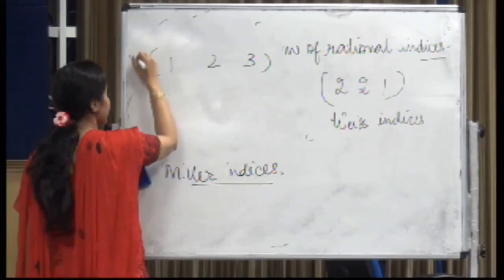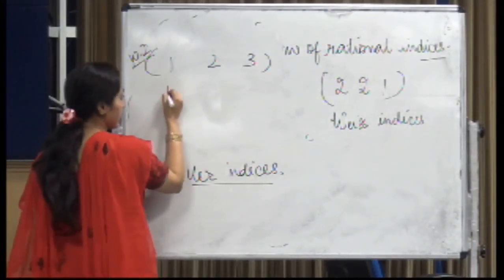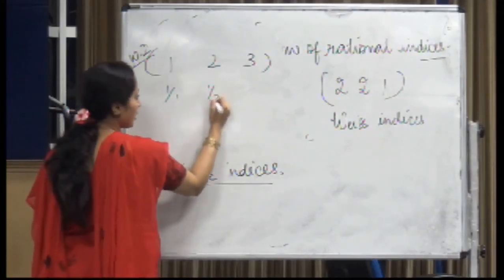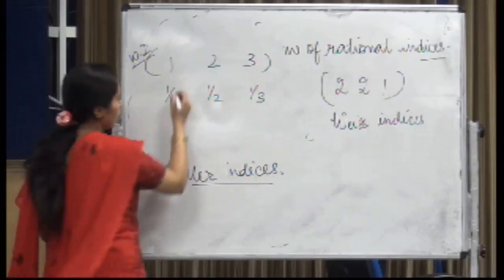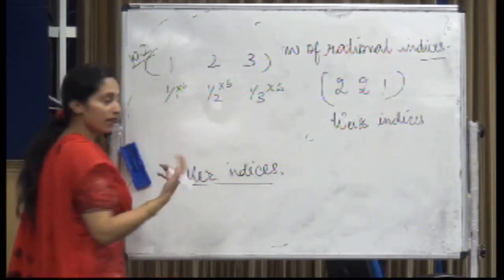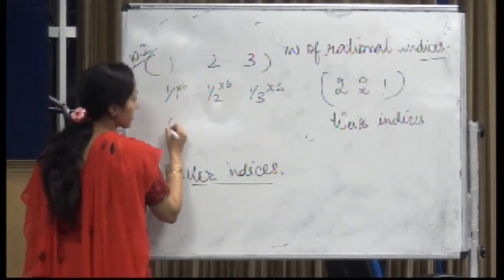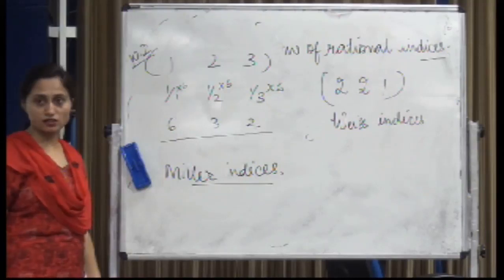These are my Weiss indices. We have to convert them into Miller indices. How will we do it? First step, take the reciprocal: 1 by 1, 1 by 2, 1 by 3. Second step is to multiply it with the LCM. So this will be 6 into 6 into 6 multiplied with the LCM. So what is the answer? 6, 3, 2. So your Miller indices are 6, 3, 2.